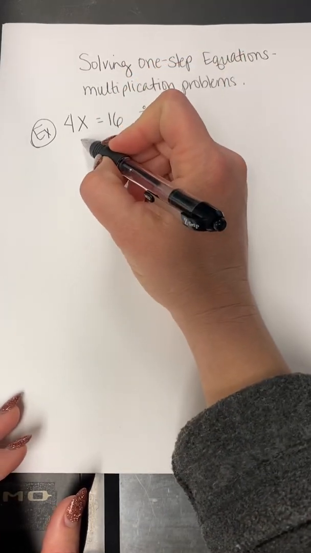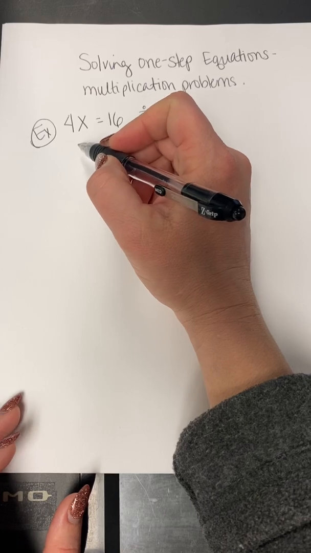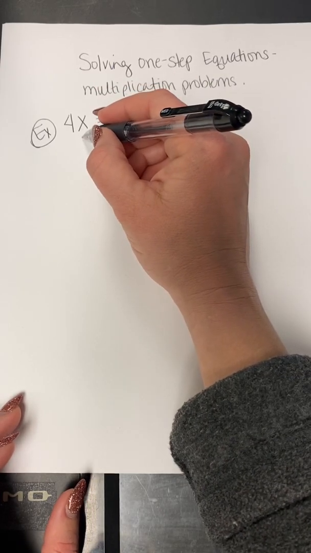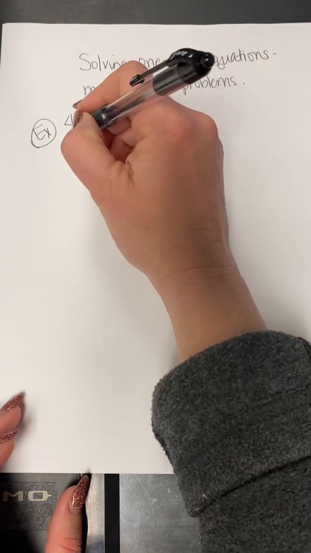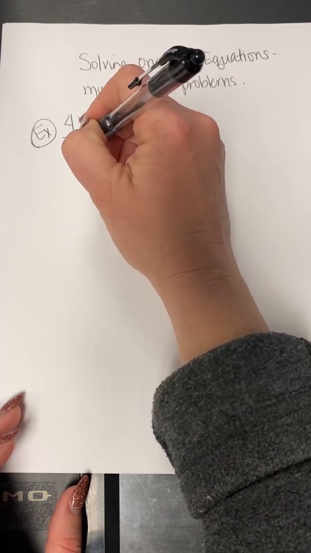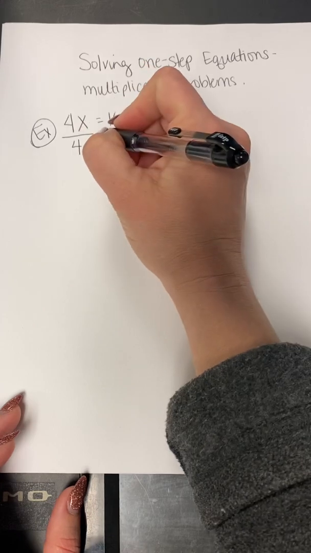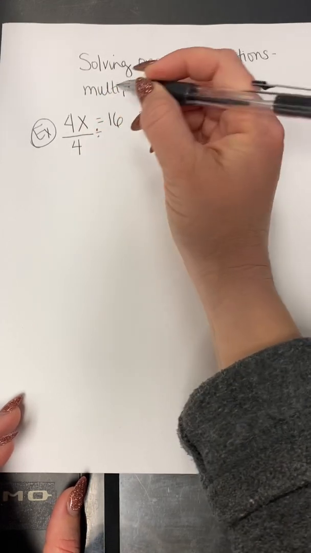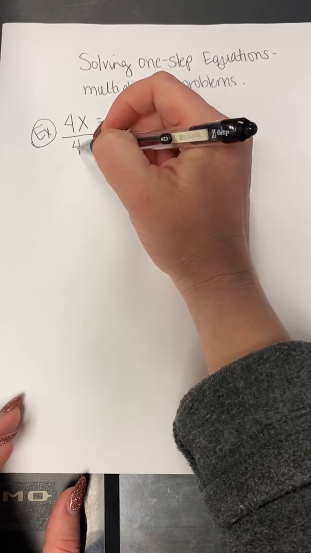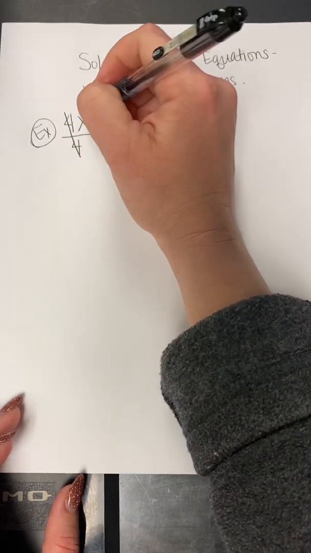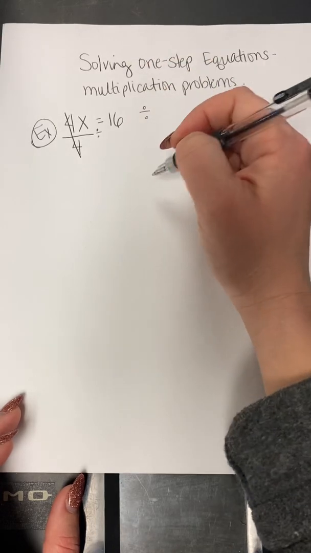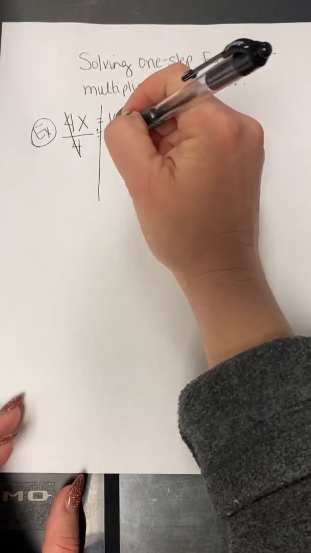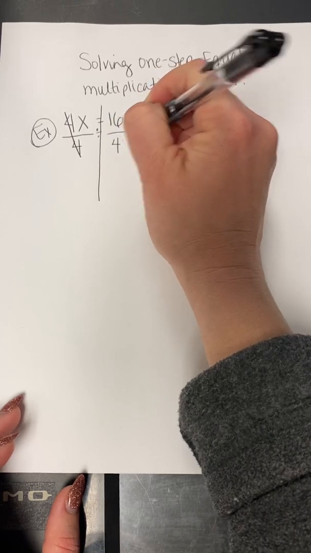So we ask ourselves, what is our variable? It's x. And what's keeping x from being by itself? The times 4. So we need to divide by 4. And that line means to divide. If you need to put a little division sign there, that's fine. So 4 divided by 4 is 1, and that's what we want, just 1x by itself. Whatever we do to one side, we do to the other.